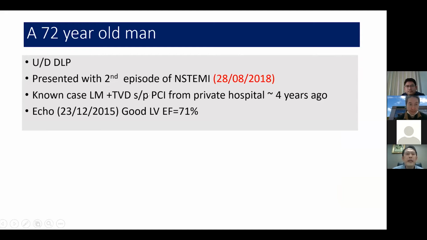Let me start with the patient history. A 72 year old man, underlying disease dyslipidemia, presented with a second episode of non-STEMI this time. This is a known case of triple vessel disease and left main status post PCI from a private hospital about 4 years ago. And at that time, the echo showed good LV systolic function.